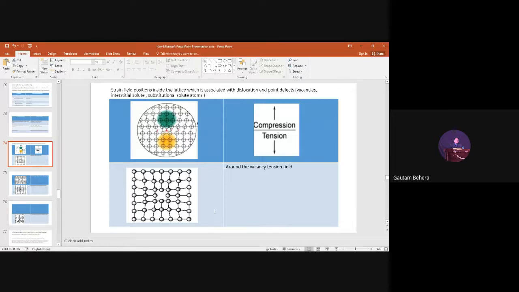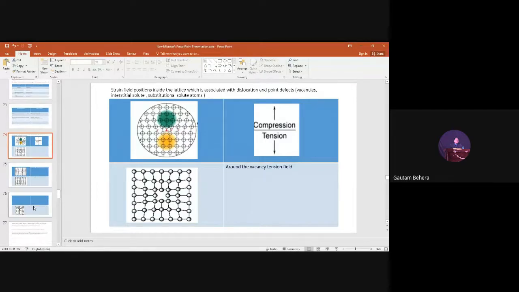But the lattice always wants to minimize it anyhow. That is the main criterion. It wants to minimize its energy, lattice energy or strain energy, right? So strain can be generated either in tension or in compression, and that is generated due to the addition of defects. You understand my point now? Yes, sir. If a defect is there, strain will be there in the lattice. Okay, I think up to this part you have understood.